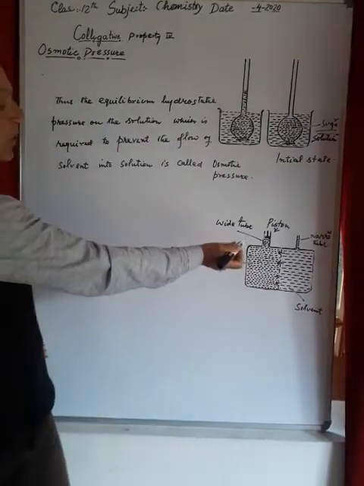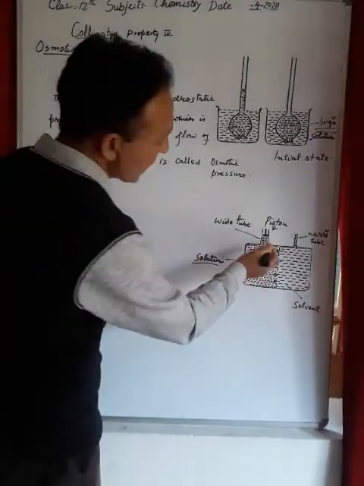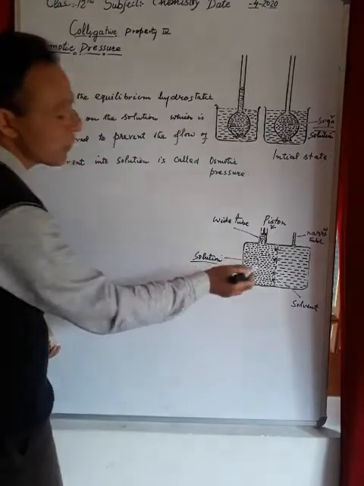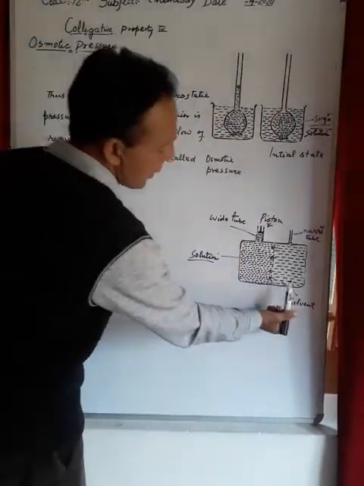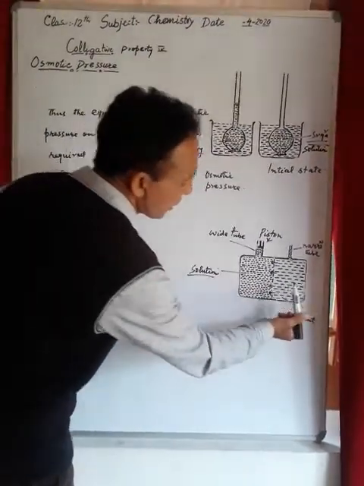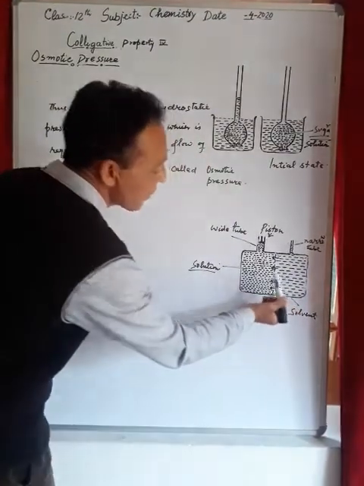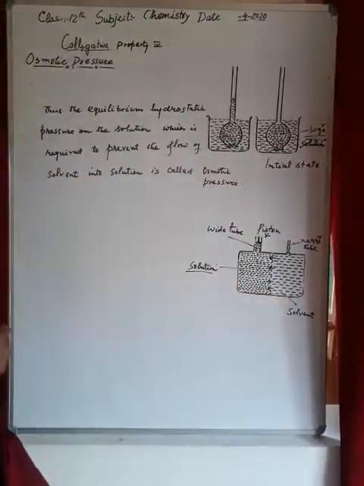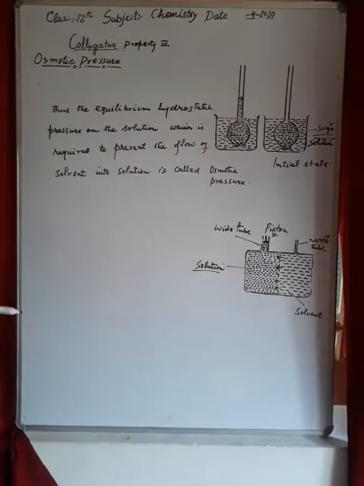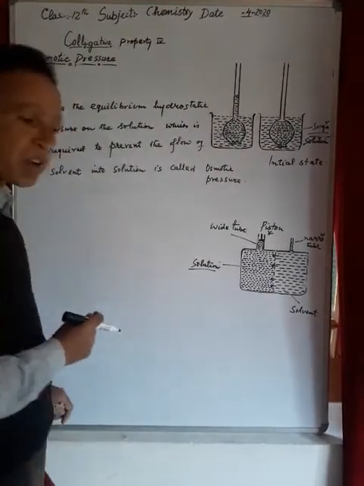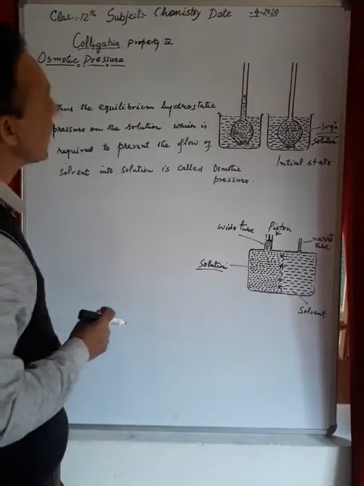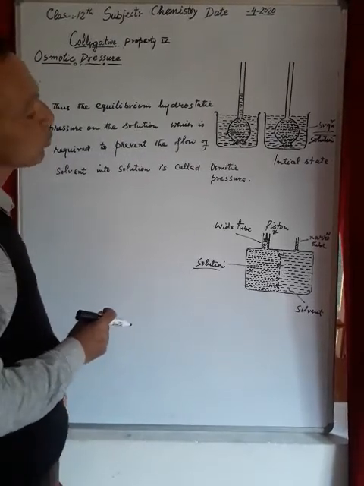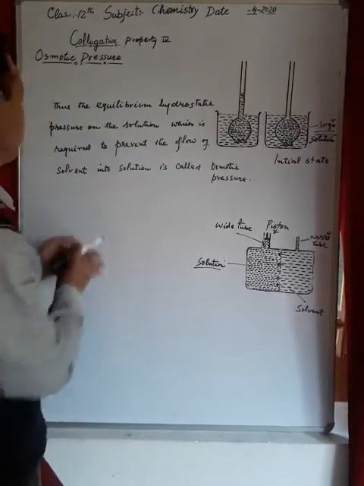So the osmotic pressure is the pressure that is applied on the solution in order to prevent the entry of the solvent, or the flow or the movement of the solvent molecules, into the solution through this semi-permeable membrane. This was all about osmotic pressure. Now derivation of the equation for the osmotic pressure.